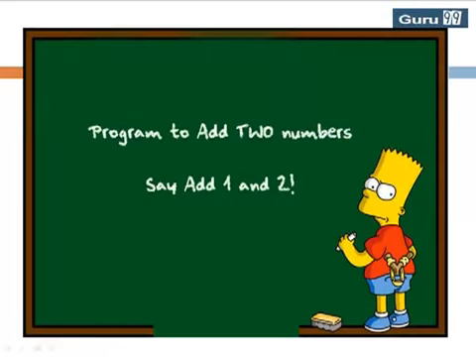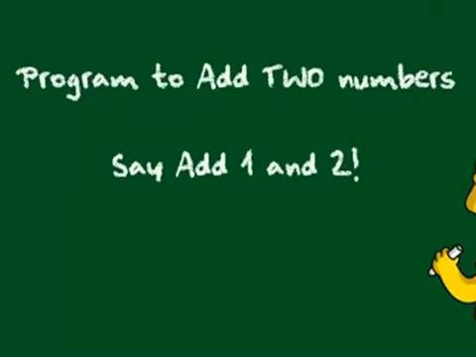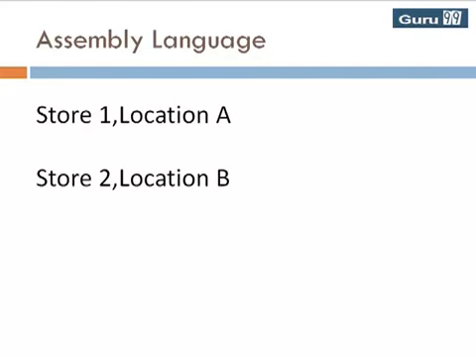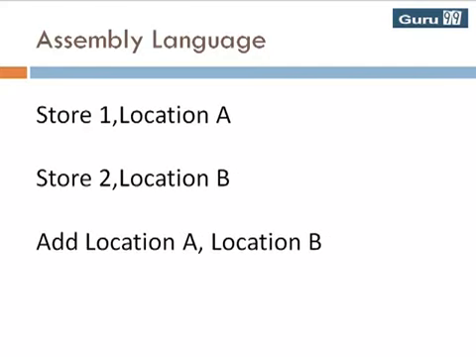Suppose you are asked to write a program to add two numbers, say add 1 with 2. Assembly language is the most elementary form of software development languages. Your code to add two numbers in this language would be like: store number 1 at memory location, say A. Store number 2 at memory location, say B. Add contents of location A and B. Store results. The way you feed this code to the processor would depend on the PC you are using.